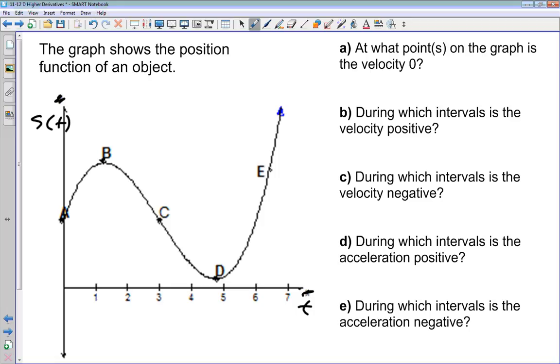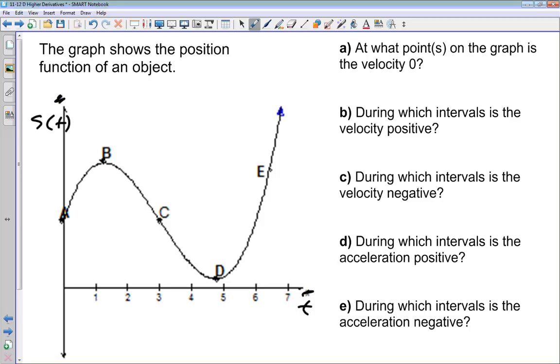At what points on the graph is the velocity 0? During which intervals is the velocity positive? During which intervals is the velocity negative? During which intervals is acceleration positive? During which intervals is acceleration negative? And our intervals, we've got these points labeled A, B, C, D, and E, so we'll use those labeled points to talk about our intervals.